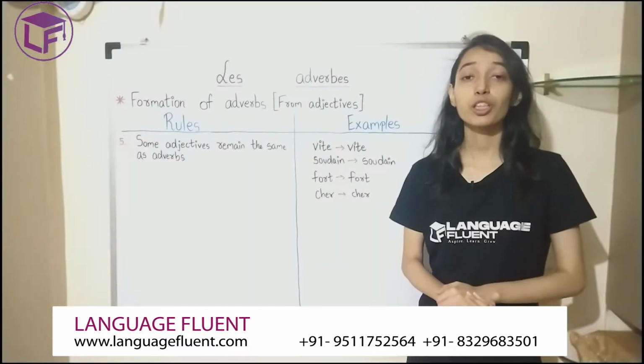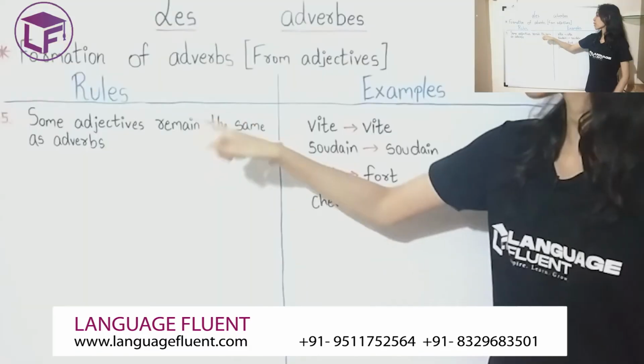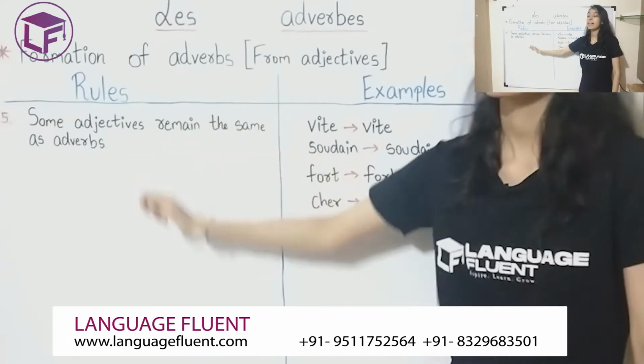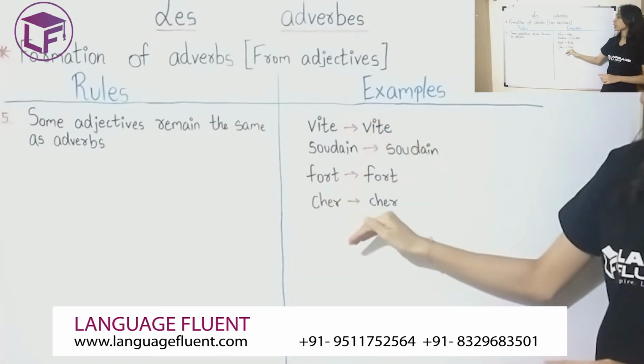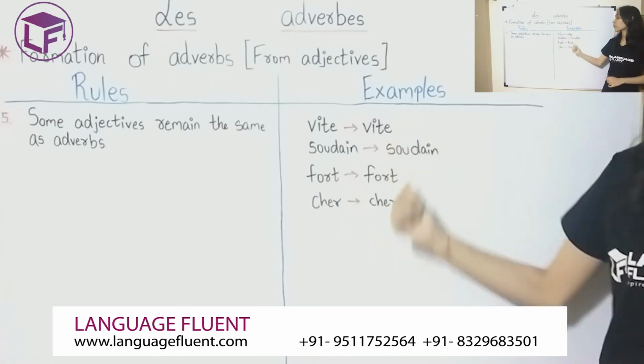The fifth rule which you need to remember is some adjectives remain the same as adverbs. This is a very important rule. So here we have adjectives and these are adverbs as well.